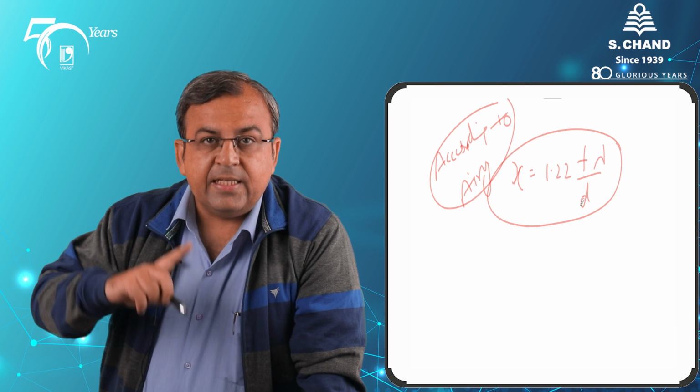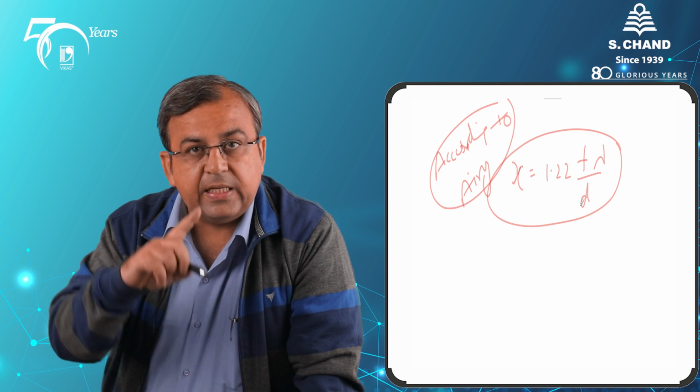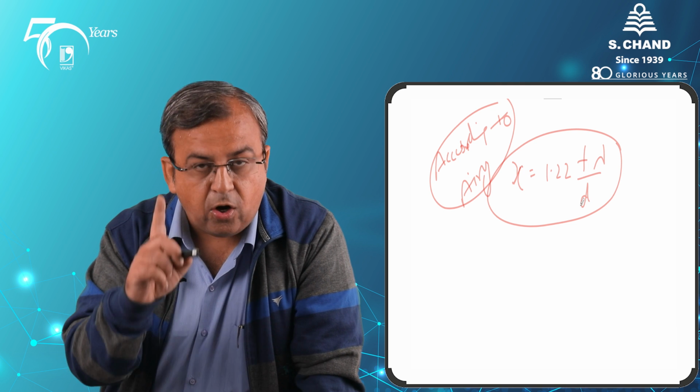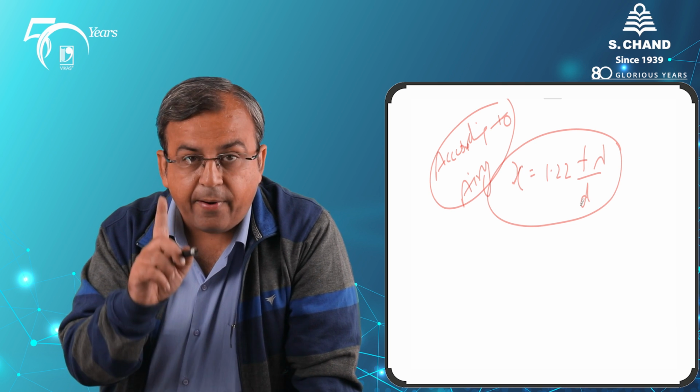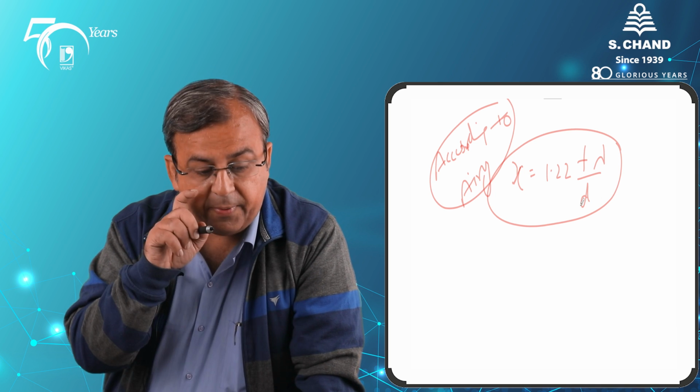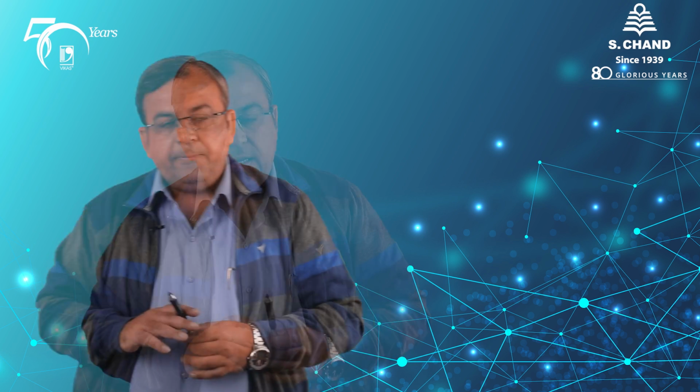So with increase in the diameter of the aperture, the radius of the central bright ring decreases. This I repeat again. With increase in the diameter of the aperture, the radius of the central bright ring decreases. So what we concluded in the Fraunhofer diffraction due to a circular aperture is this: we have a circular aperture of diameter d, a screen, and a lens of focal length f.